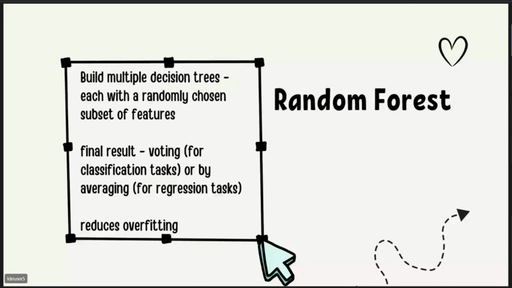Okay, so instead of using just one decision tree, I use 10 or 15 decision trees, I get the result of each of the 10 or 15 trees that I have chosen, and from the results that I have, I choose which is best. That is how the random forest algorithm works. So build multiple decision trees, each with a randomly chosen subset of features.